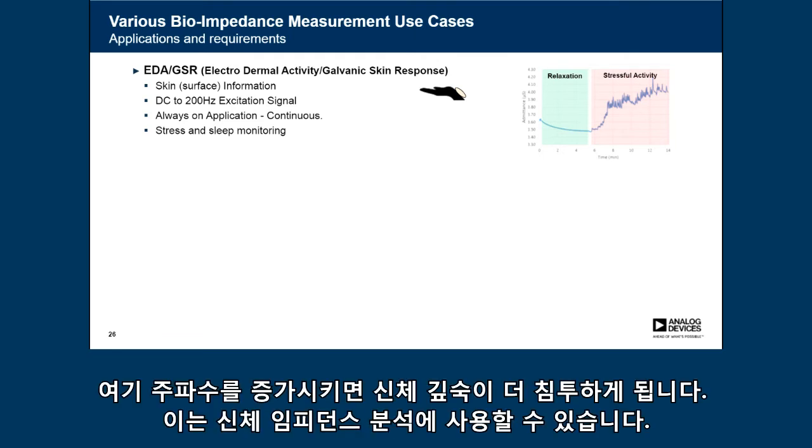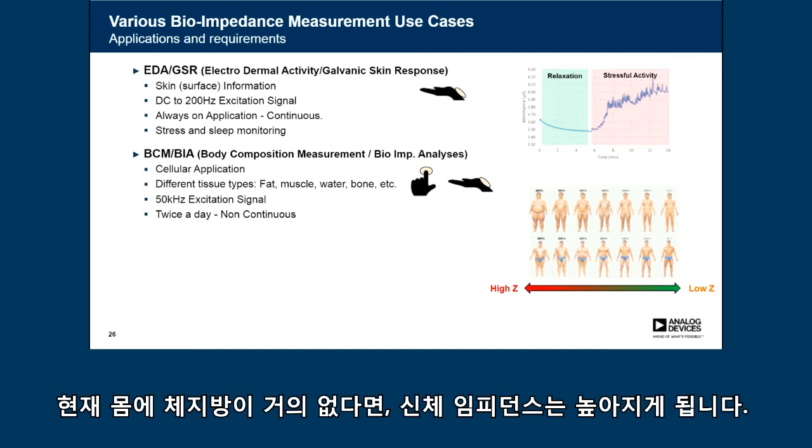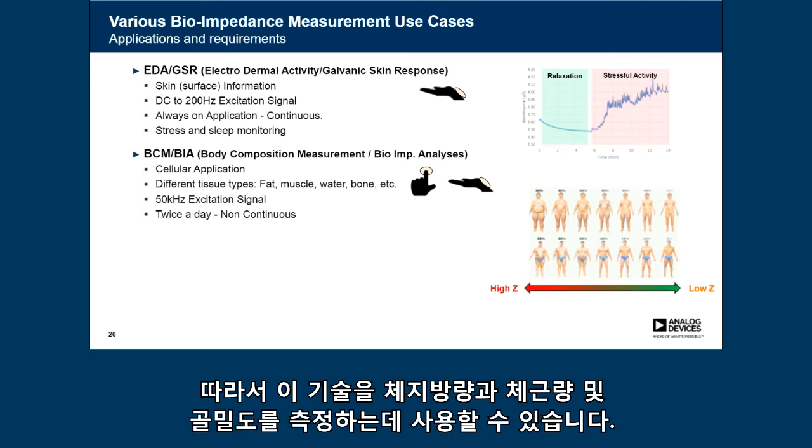In case you increase the excitation frequency, you go more inside the body, and we can use that for body impedance analysis. At the moment that a body contains very little body fat, we see that the impedance becomes higher. So we can use this technology for measuring the amount of body fat versus body muscle and bone.